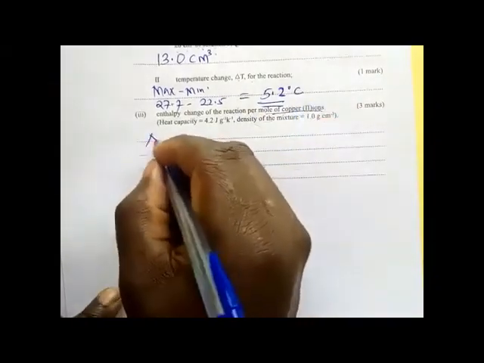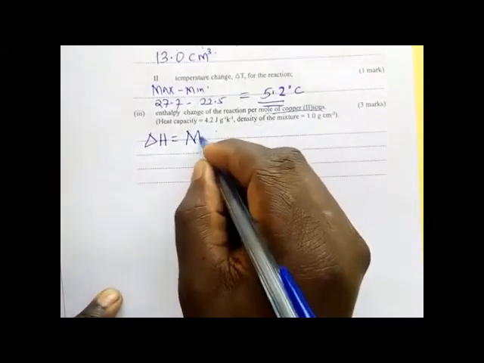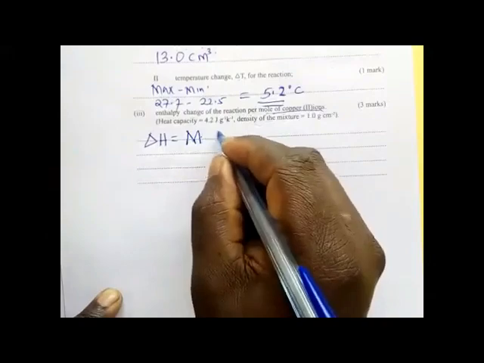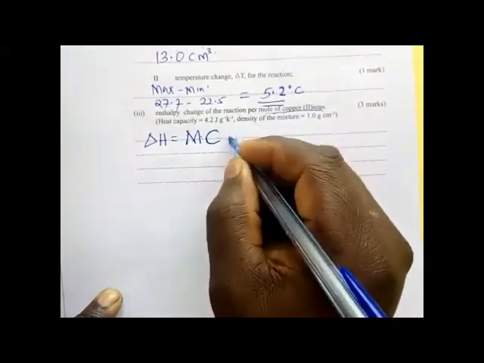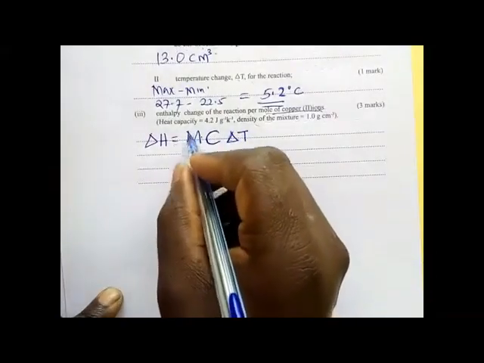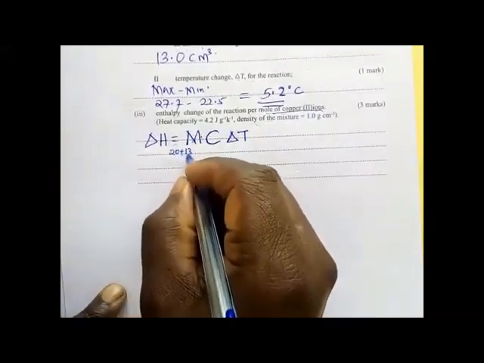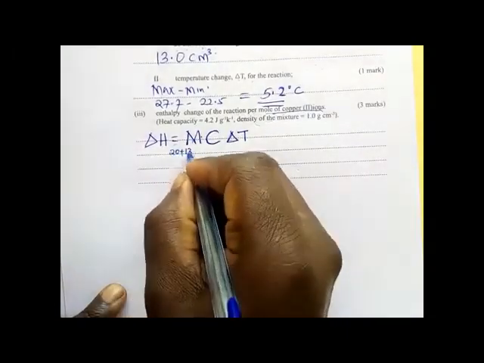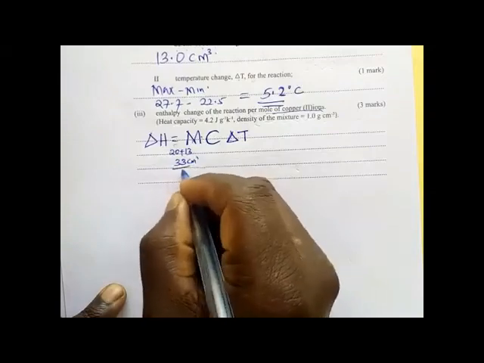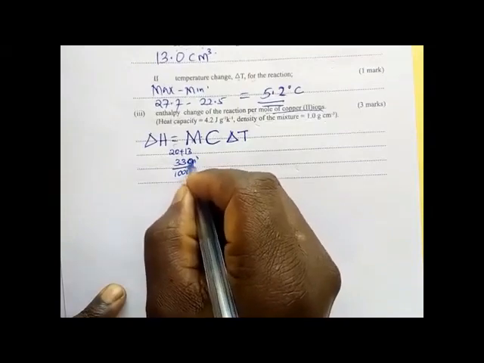We know that heat change is equal to capital M, the mass of the solution, times specific heat capacity times temperature change. This one, this is the total volume. The total volume was 20 plus 13. This is the copper ions and this is the hydroxide. So we have 33 centimeters cube divided by 1,000. Remember, centimeters cube is the same as grams.